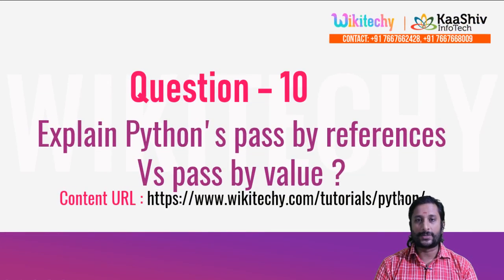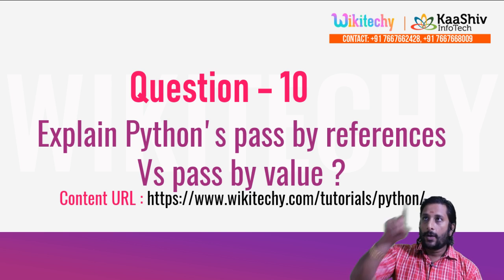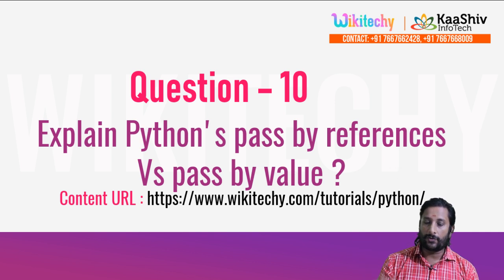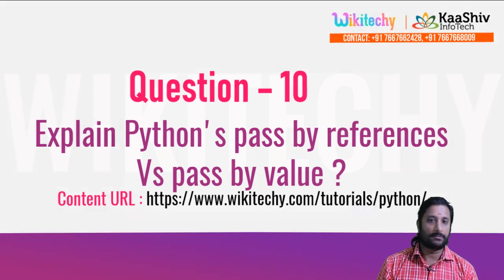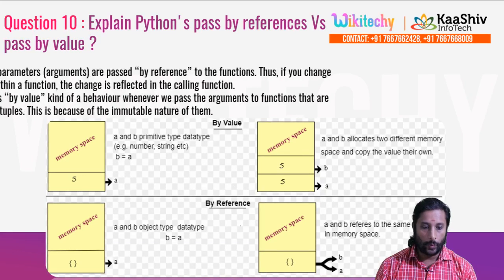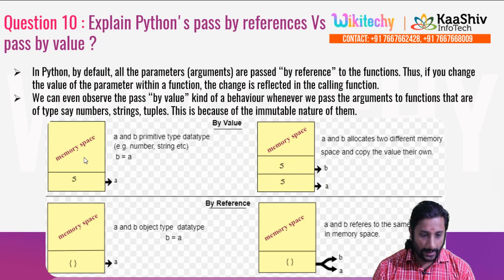Let's move on to the next question: Python pass by reference versus Python pass by value. You know the basics of pass by value and pass by reference, right? When the address is passed, it's pass by reference. If you pass the value itself, it's pass by value. Over here you are able to see the memory space, pass by value, so the data is passed.